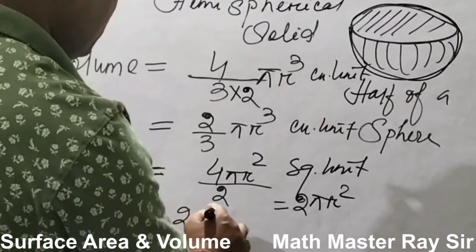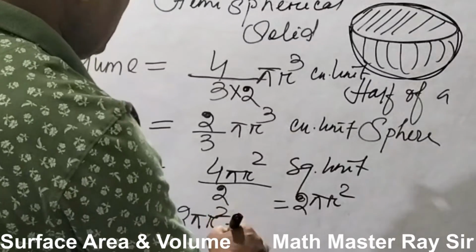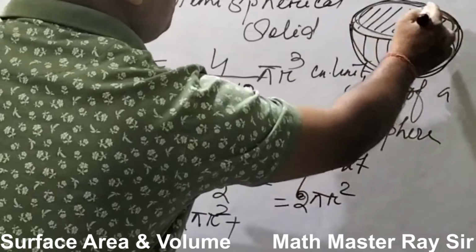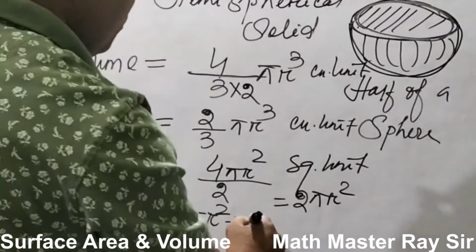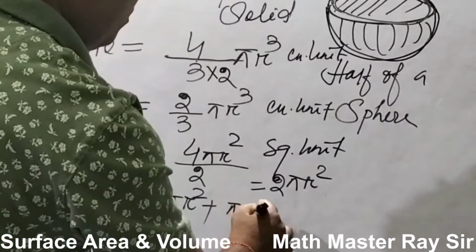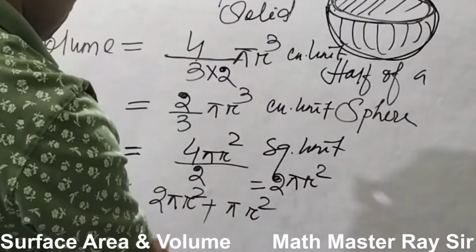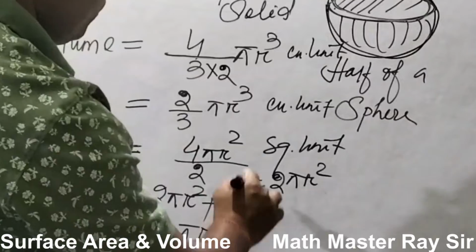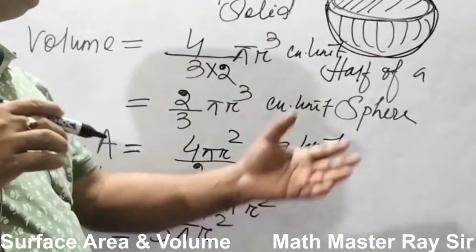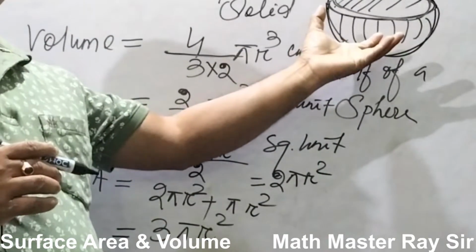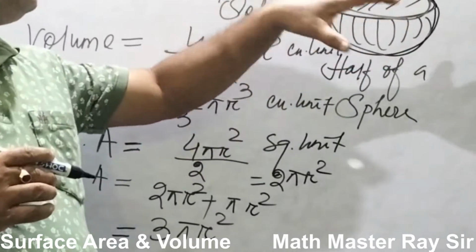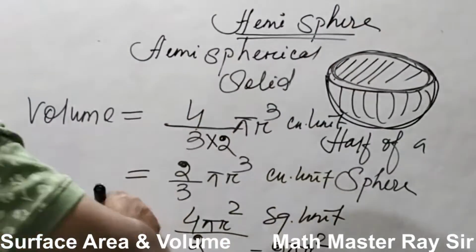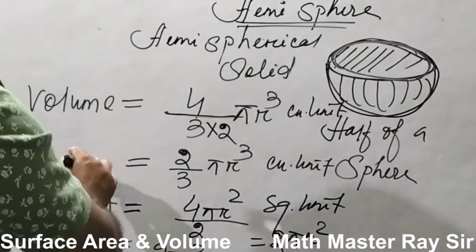The bottom part is 2 pi r square and the top part is in the shape of a circle. That's why it will be pi r square. It will become 3 pi r square. Just remember, total surface area would be 3 pi r square. Lateral surface area will be 2 pi r square, or you can say it is the curved surface area.